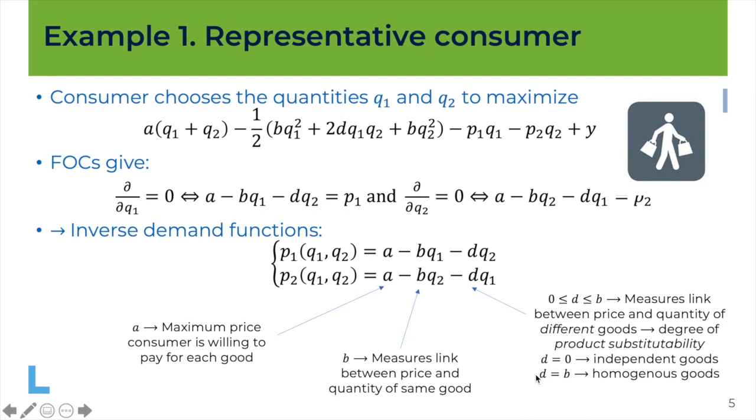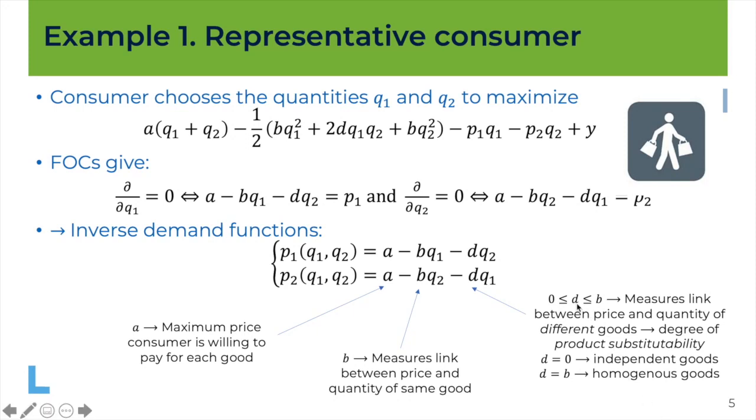The other extreme case is when D is equal to B. In that case, you see that the weight of these two terms here, the term in Q1 and the term in Q2, is exactly the same, meaning that the price, for example, of good 1 is going to decrease in the same exact way when the quantity of good 1 increases or the quantity of good 2 increases. So in that case we say that the goods are homogeneous, they are just exactly the same.